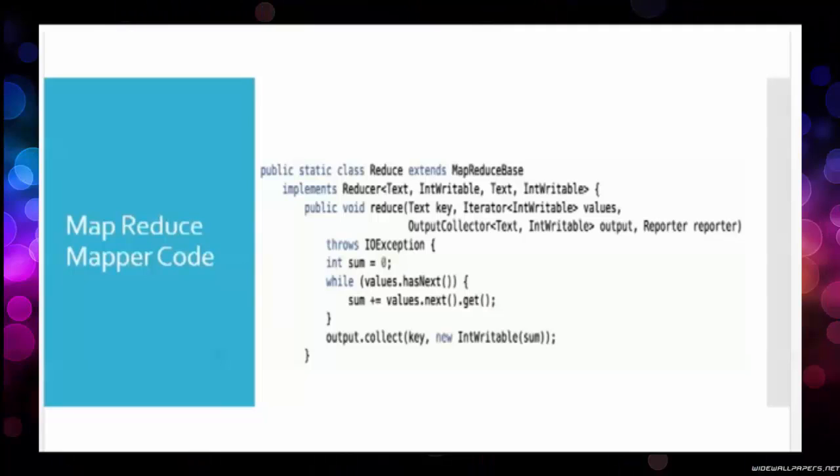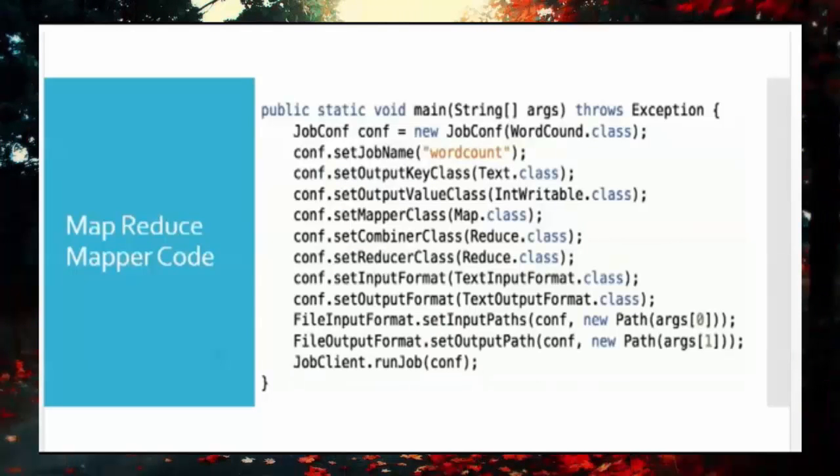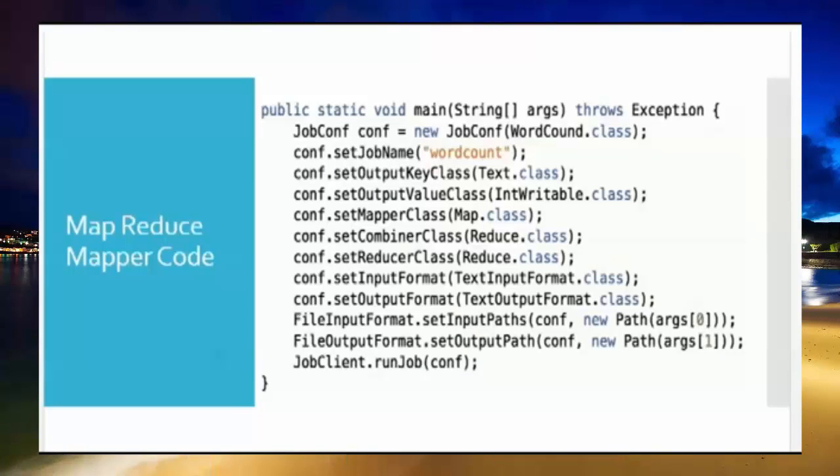To run this in MapReduce 1, you write a main method, and inside of it you create an instance of JobConf, or job configuration, and you pass in WordCount.class.